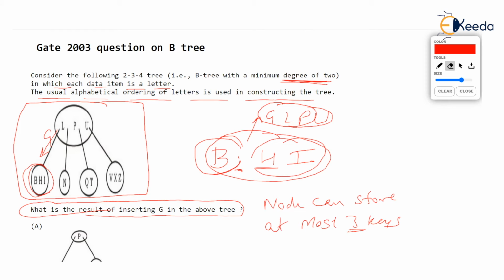But how can the parent store 4 keys again? GLPU, not possible, isn't it? It can't store GLPU. Then you will have to split the root and propagate the median. Now, who is the median? It can be L or P, either of the two. There is no perfect midpoint. Whom will you appoint as median? It should be L. Come on, it should be L.